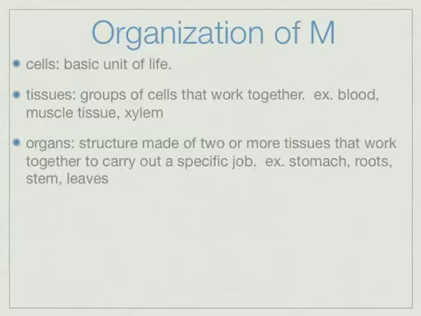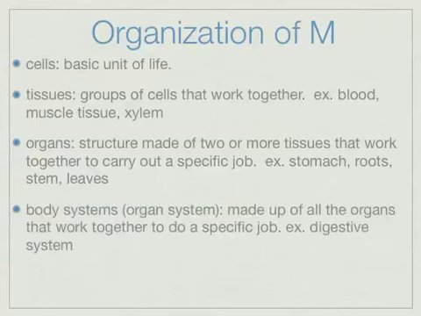Organs are structures that are made up of two or more tissues that work together, and these organs also carry out a specific job. So for example, your stomach is an organ. And one type of tissue that you'll see in the stomach is smooth muscle. That's on the inside of the stomach to help churn up the food. Roots, stems, and leaves are all considered organs of trees and plants.